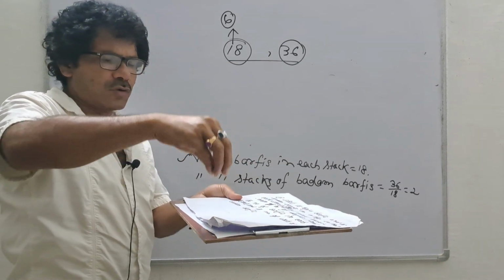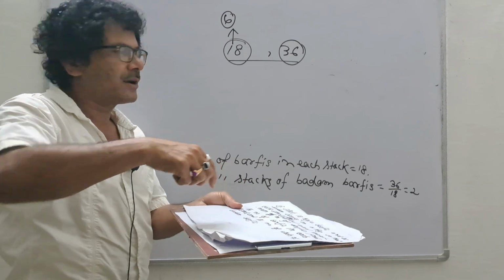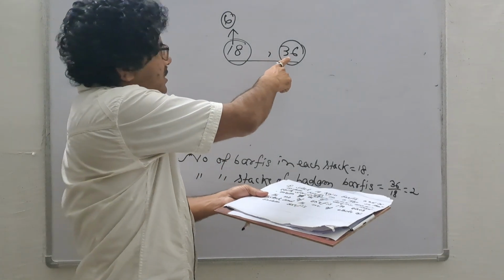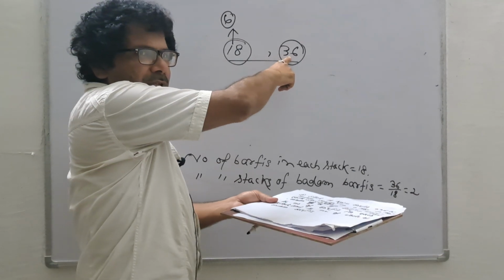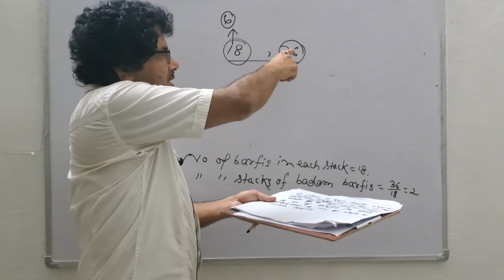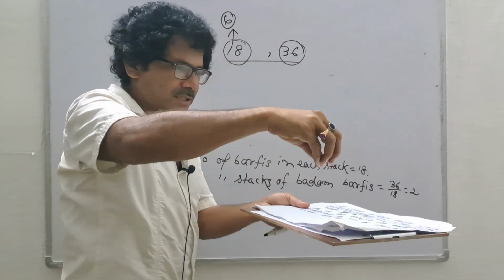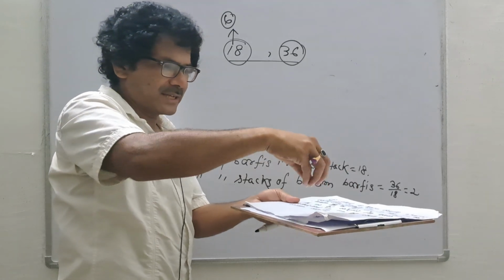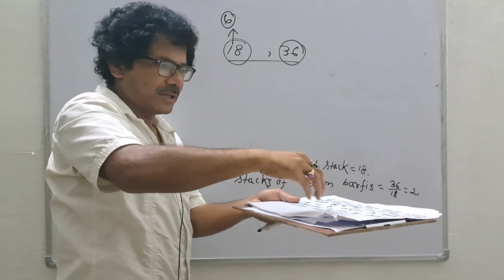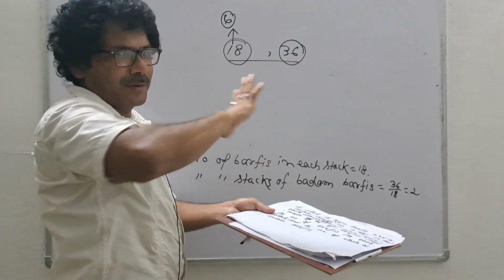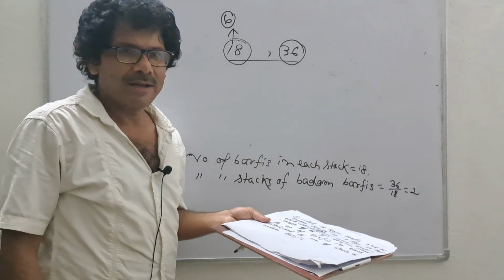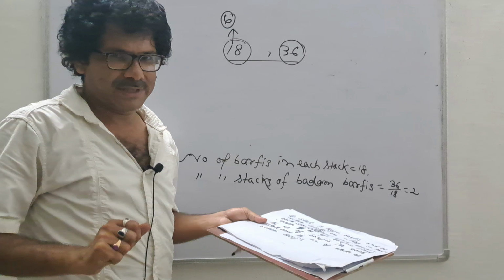So 6 stacks occupy this much area, and again from here if in each stack 3, then how many stacks will be formed from these 36 Borfies? 36 by 3, 12. So 1 stack, 2 stack, 3, 4, 5, 6, 7, 8, 9, 10, 11, 12. This much area. So total this much area will be occupied by the Borfies here, if in each stack 3 Borfies are present.